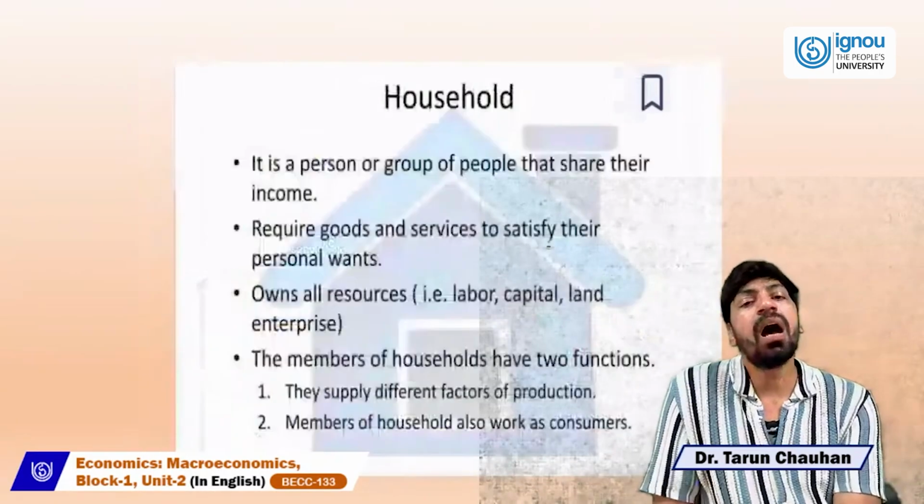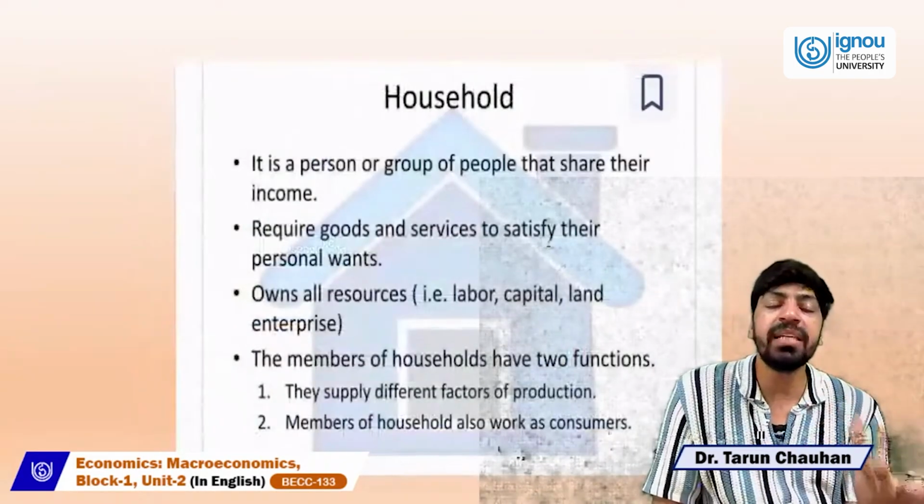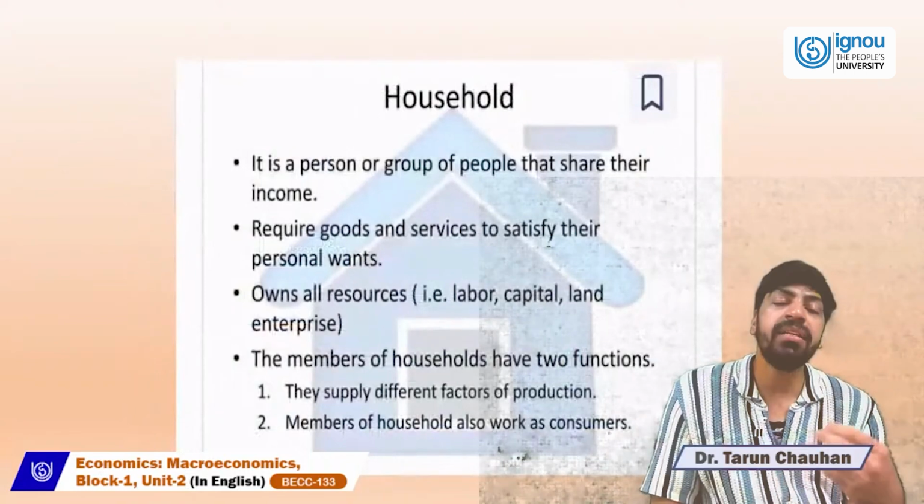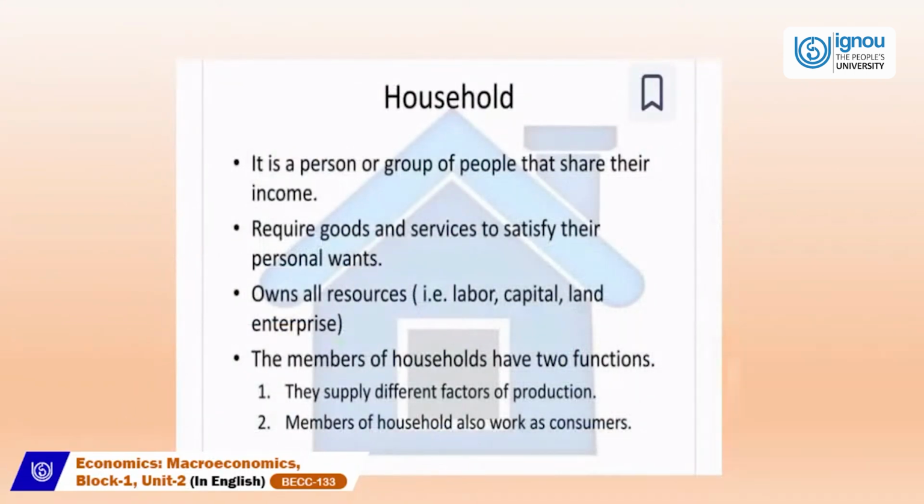When we talk about the household, what exactly is a household? It is a group of people who share their level of income, who require goods and want to satisfy their personal needs or wants. They own all the resources, and without them they cannot live or survive their basic amenities or livelihood.